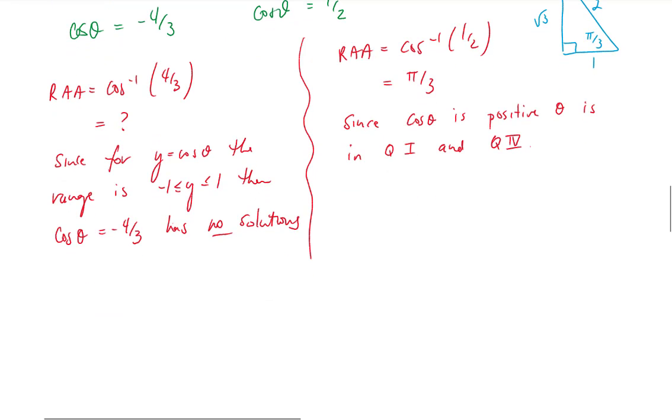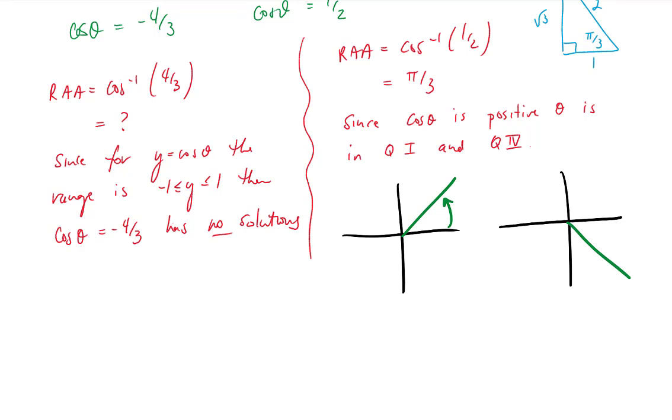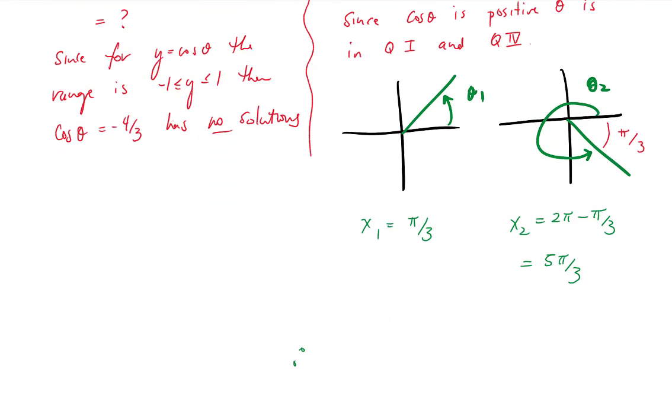So let's draw our two principal angles. And finally, let's determine the solutions to this equation. So therefore, we see that x is equal to pi/3 and 5 pi/3.